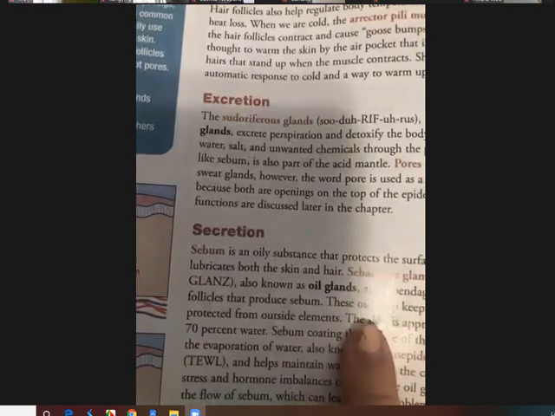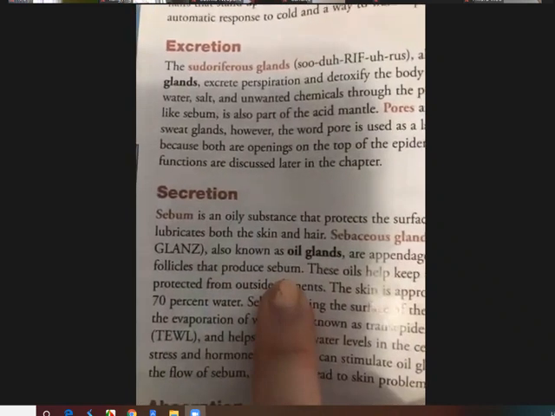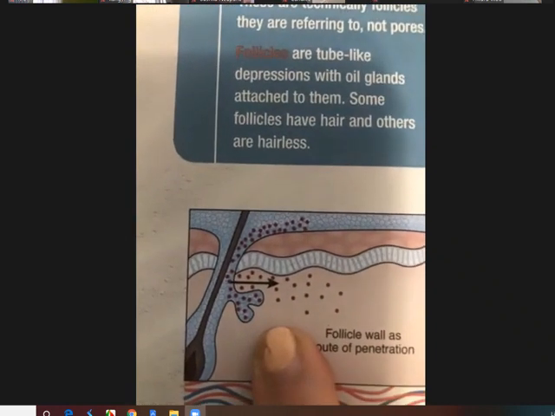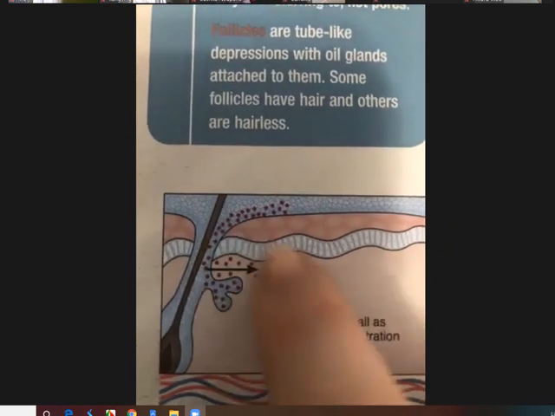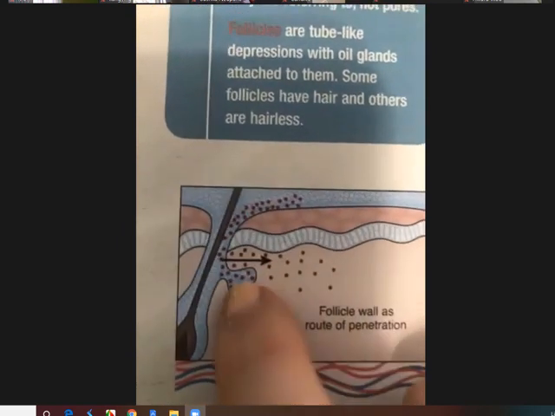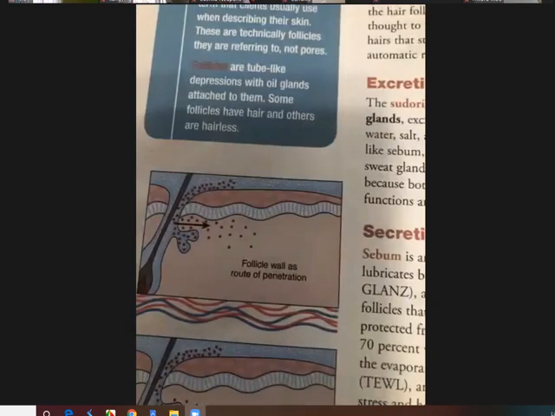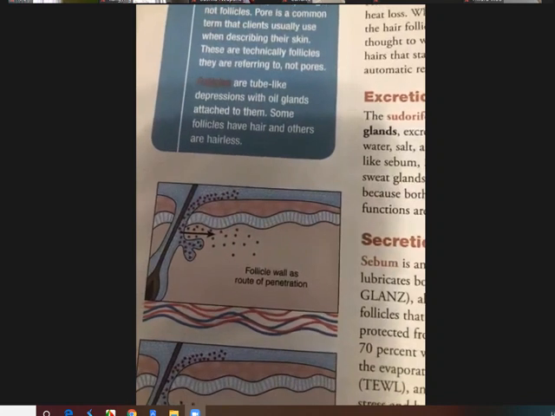Okay, so the oil gland, which is the sebaceous gland, is an appendage attached to the follicle that produces sebum. Like in this picture here: this is your hair follicle, and this is the oil gland, the sebaceous gland. It produces oil. All these dots are oil. The oil goes to the top of the skin to lubricate our skin and our hair, so it keeps it moist and soft and smooth.